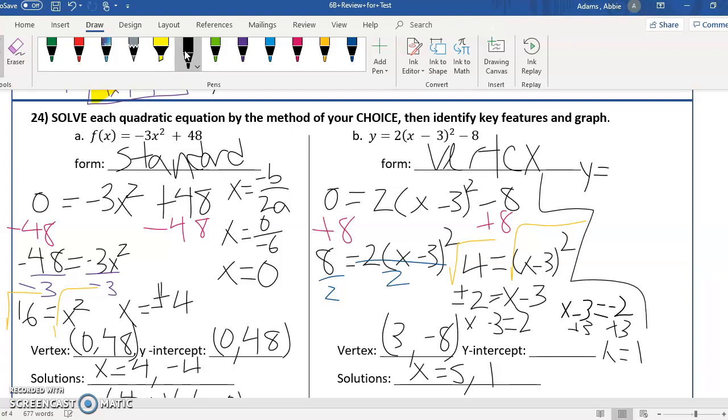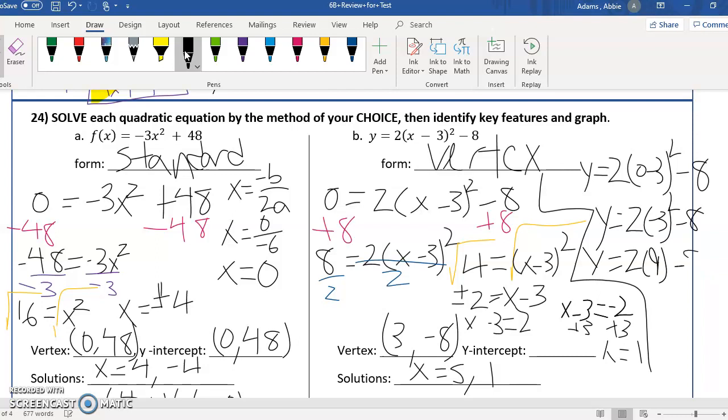equals, I'm going to draw it out over here, y equals 2 times (0 minus 3) squared minus 8. That's going to simplify to 2 times negative 3 squared minus 8. That's y equals 2 times 9 minus 8. 2 times 9 is 18. That's y equals 18 minus 8. So that simplifies to y equals 10. So your y-intercept is going to be at (0, 10).